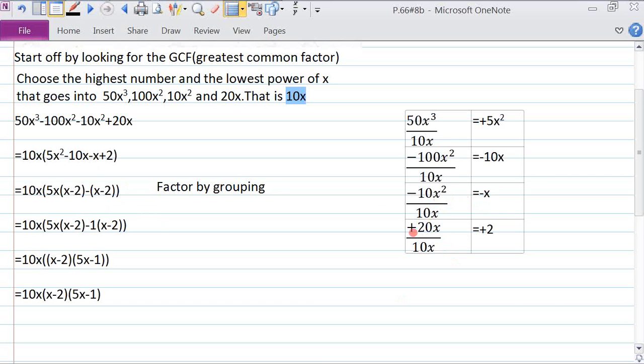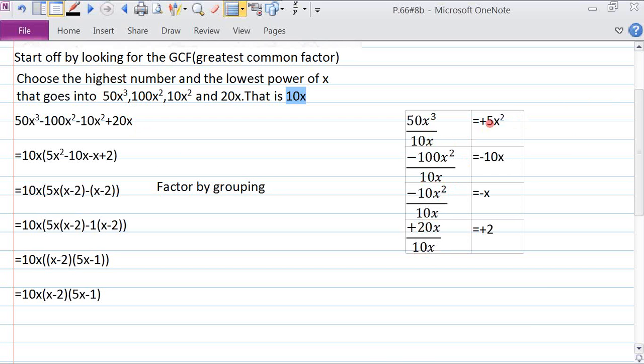And then I take the last term right over here, 20x, and divide it by the 10x, and I get plus 2, so that goes over here. That's just an alternate way of going from here to here. So what I've done is look for the greatest common factor, and then I've taken each term in the top line right here and divided it by the greatest common factor.